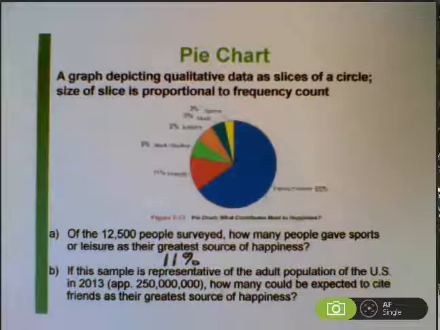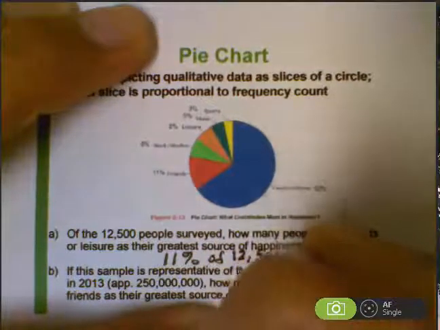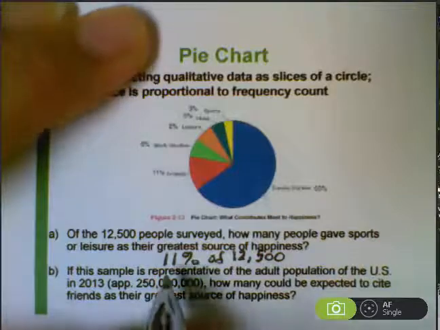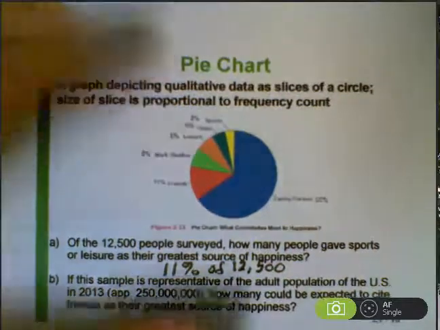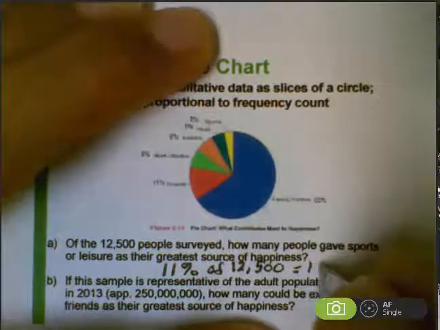But we weren't asked what percent, we were asked how many people gave sports or leisure as their greatest source of happiness. So we need to find 11% of 12,500. And remember, to find that, we just multiply 0.11 times 12,500 is 1,375.